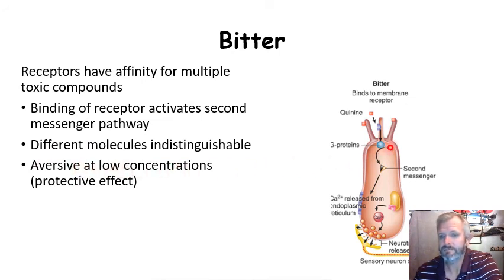Okay, but you can see similar to the sweet and umami, second messenger system, it's going to cue calcium release from this endoplasmic reticulum, and that calcium then is going to cue the release of the neurotransmitter. That's how we get our taste. We get our different tastes via these different receptor cells.